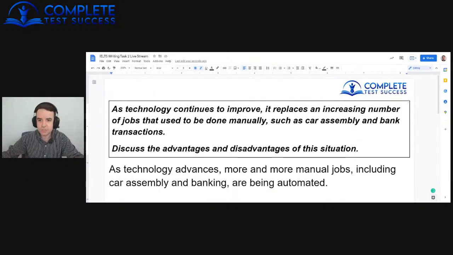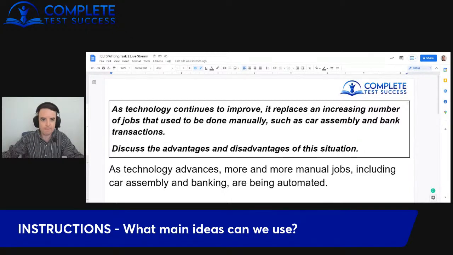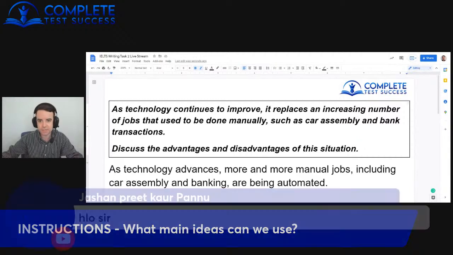2 advantages and 2 disadvantages. Exactly. So, like I was just saying, my first task for you today is, what main ideas can we use? So give me what advantages and what disadvantages you would include in your answer to this question.